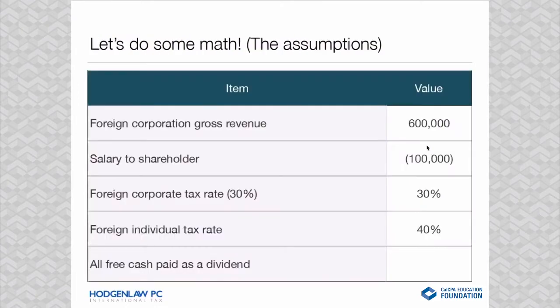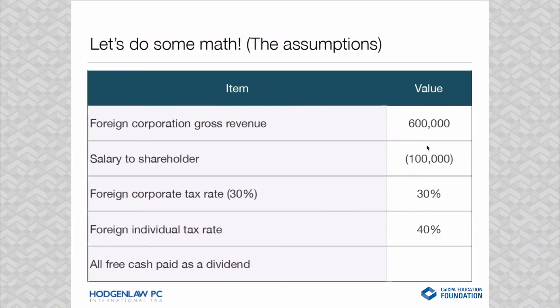So, because we're all tax nerds here, let's do some math. Here are my assumptions, just a high level. We'll add a few other assumptions in as we go along. But for all the models that we're going to compare and contrast, this is what it is. I'm just assuming that the foreign corporation has $600,000 of gross revenue from customer sales, pays $100,000 of salary to the shareholder who's living in the foreign country.